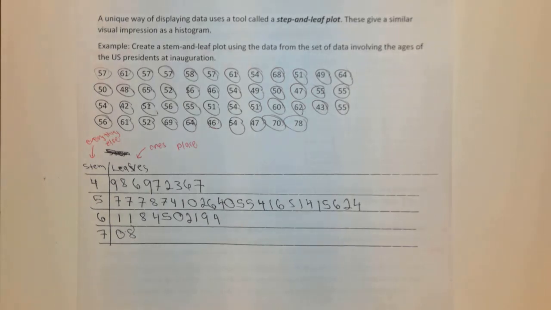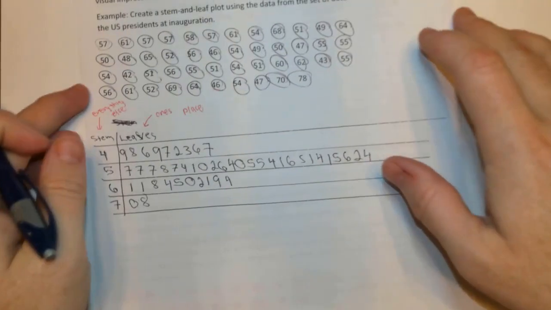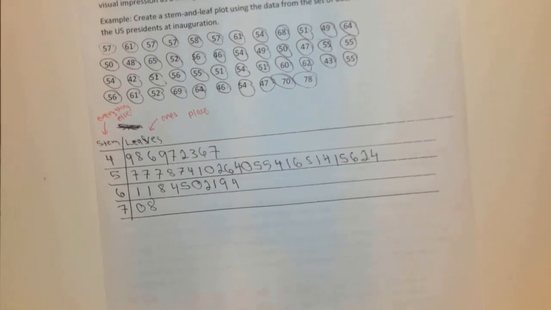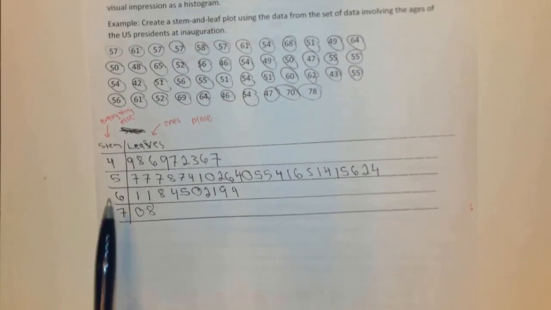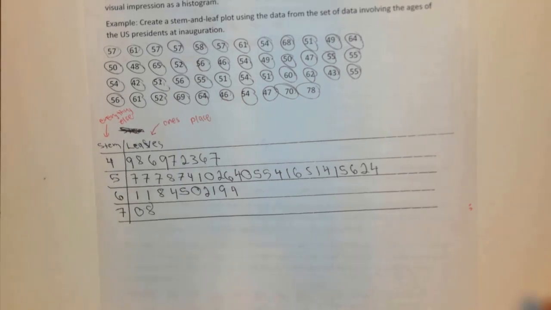And if you turn it sideways, it kind of looks like a histogram, is the idea. So you can see that the majority of the data from our data set are in the 50s. You could have probably guessed that, but that's one of the benefits. But like I said, be able to interpret a stem and leaf plot, be able to go from here to here for the rest of the chapter.